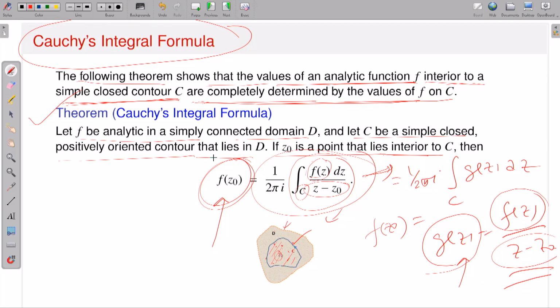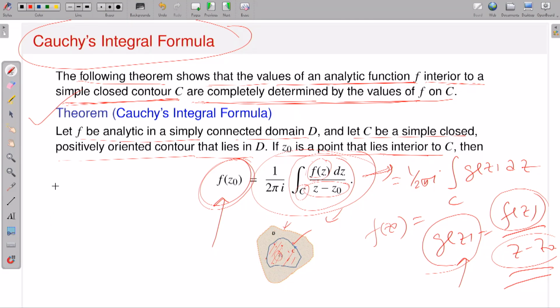Now, maybe in the next class I will give a proof of Cauchy's integral formula. But just looking at the statement or the formula, you can easily guess what I will do next. Because you see, finally I have to calculate this line integral, or contour integral.